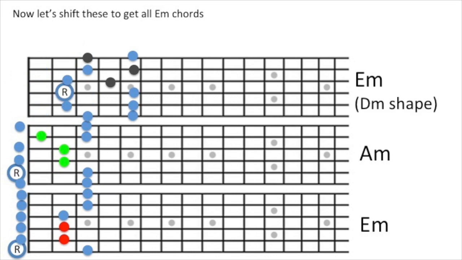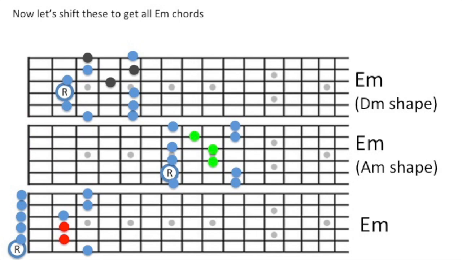Here's E minor using the D minor shape. So, if we were playing in the E minor scale, we could play this pentatonic shape to stay in E minor. Here's another E minor chord, using the A minor shape. So, we'd play this pentatonic pattern at this fret position.